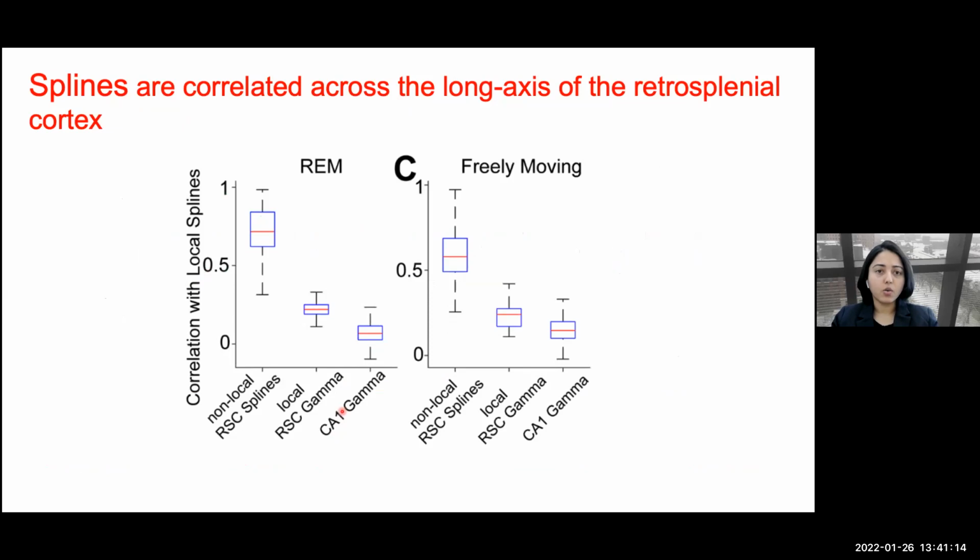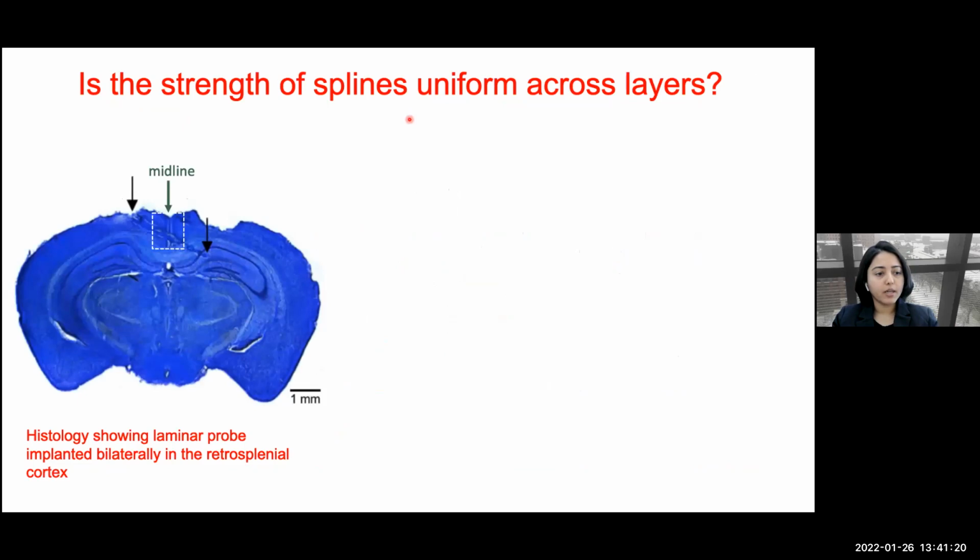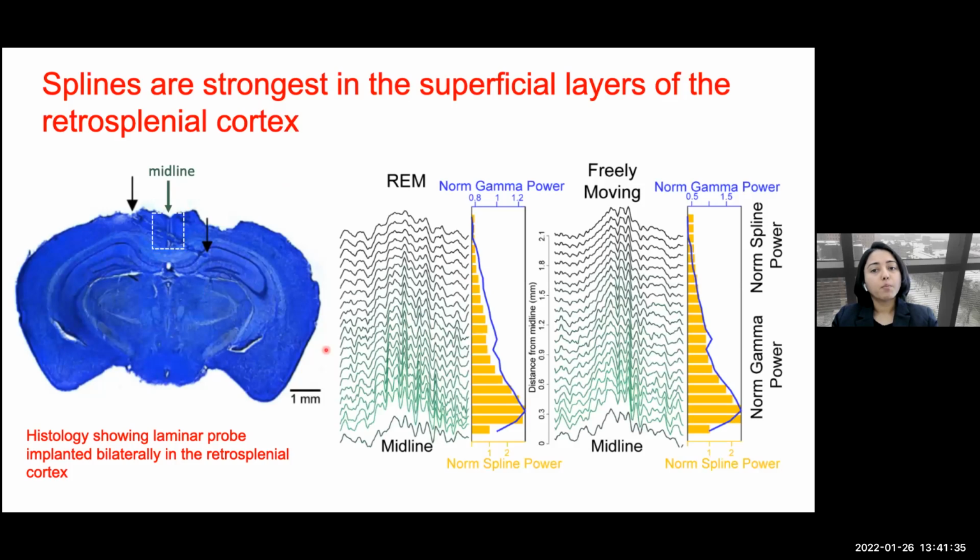So given this interesting correlation across the entire long axis, we wanted to know if the strength of splines is uniform across all the layers, or is there a specific gradient in power? So for this, we performed bilateral recordings in the retrosplenial cortex, and we found that both splines and gamma are strongest in the superficial layers, and their power decreases with increasing distance from the midline. And this holds true for both REM sleep and freely moving behavior.